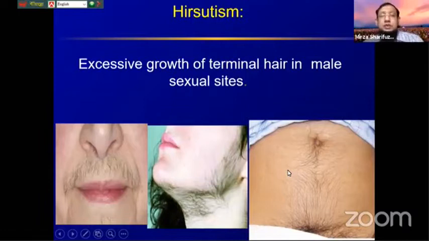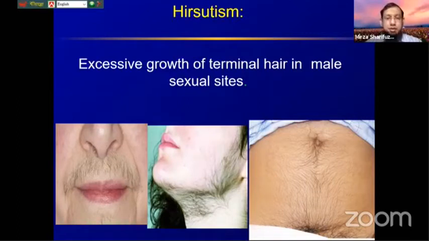And when this terminal hair grows in male sexual sites in a female, this is known as hirsutism. That means if terminal hair, not lanugo hair, not vellus hair, develops in male sexual areas, that is upper lip, chin, face, abdomen, thigh, upper arm. If these areas are affected in a female, this is called hirsutism.